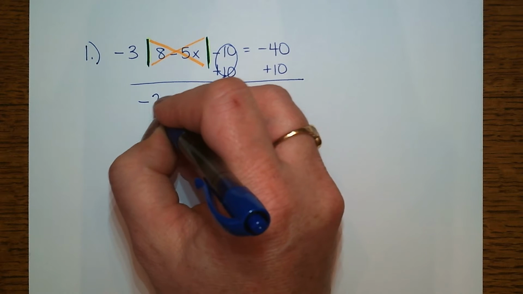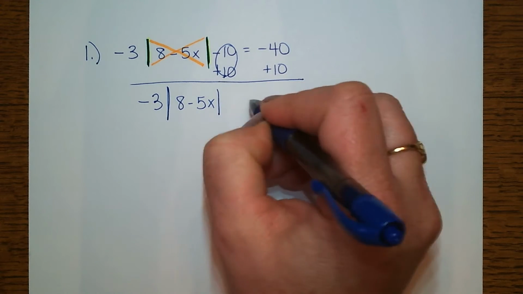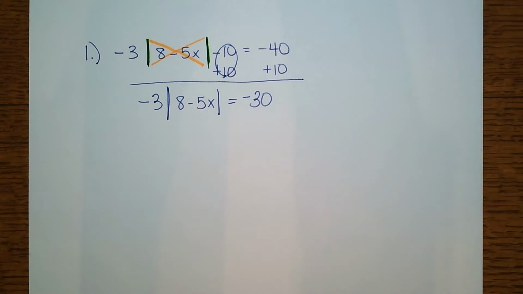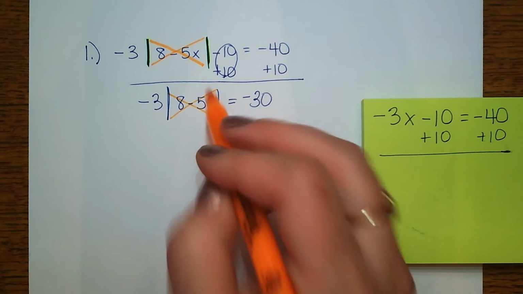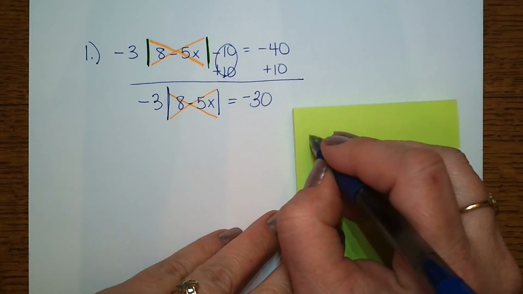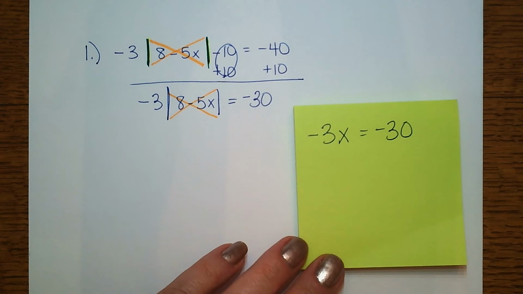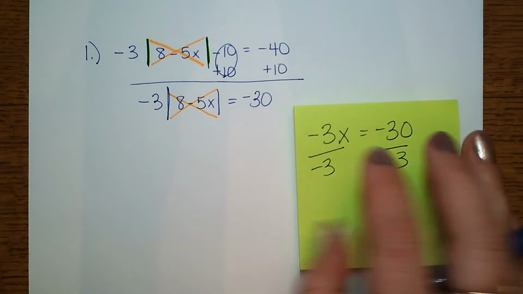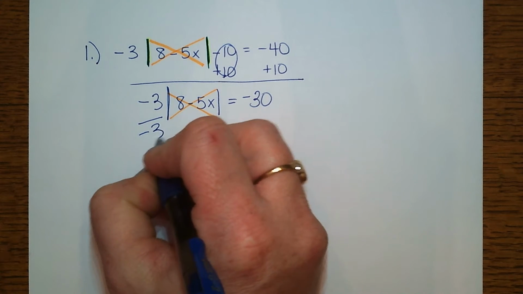That's going to leave me with negative 3, absolute value of 8 minus 5x, equals negative 40 plus 10, which is negative 30. Now, once again, if this were a variable x, and if my equation was negative 3x equals negative 30, what would I do to solve that equation? I would do the inverse, so I would divide by negative 3. That's the same thing you're going to do here on this equation. I'm going to divide by negative 3.